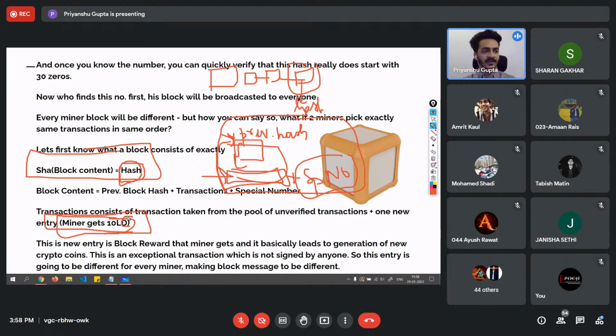So one new transaction record will be added to this block, along with those previous transactions that he has taken. He will find that special number, and then he will broadcast that block to everyone.